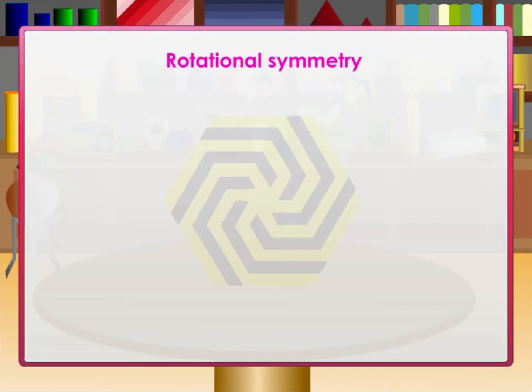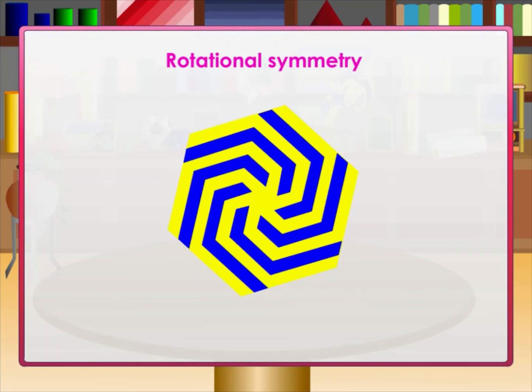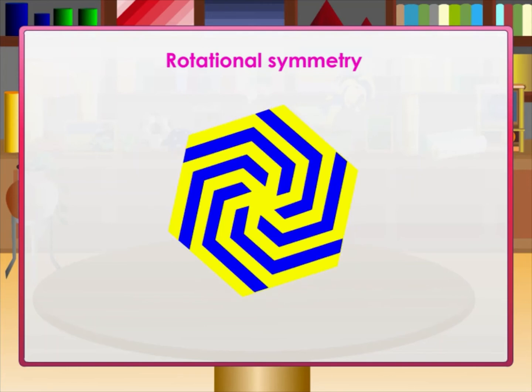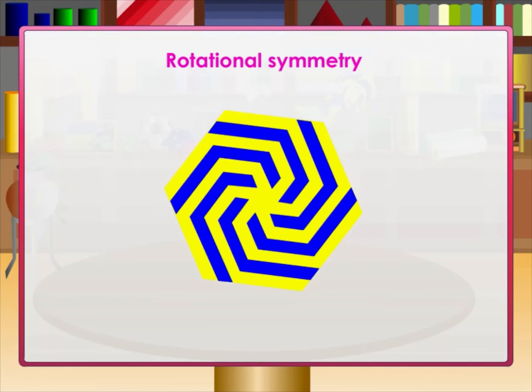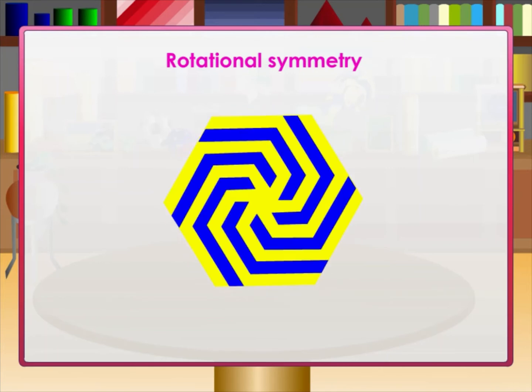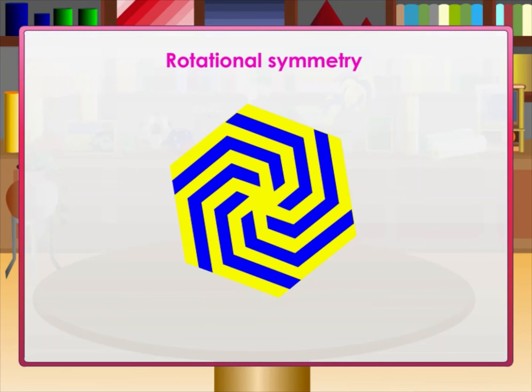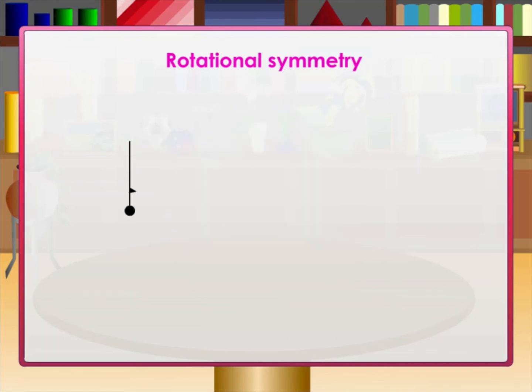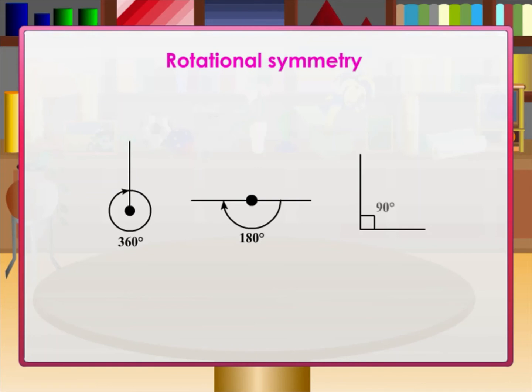Rotational symmetry. The shape or image can be rotated, but it still looks the same. It also has 6 lines of symmetry. When an object rotates, its shape and size do not change. The rotation turns an object about a fixed point. This fixed point is the center of rotation. One full rotation means a rotation of 360 degrees. Half rotation means a rotation of 180 degrees. Quarter rotation means a rotation of 90 degrees.